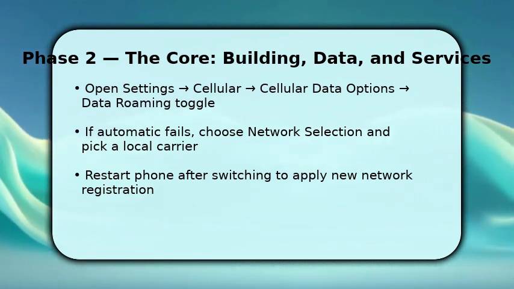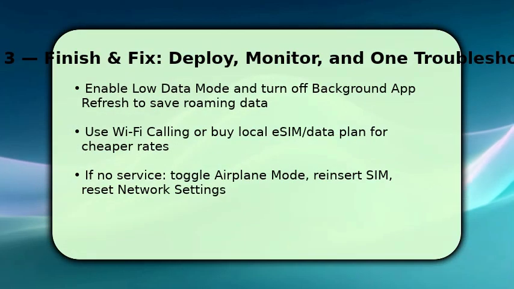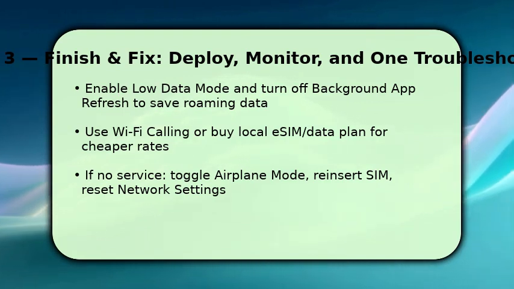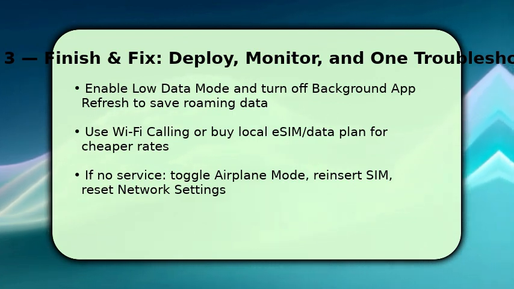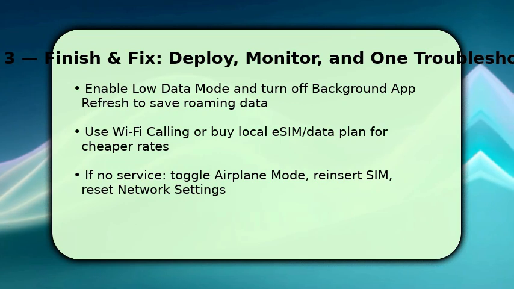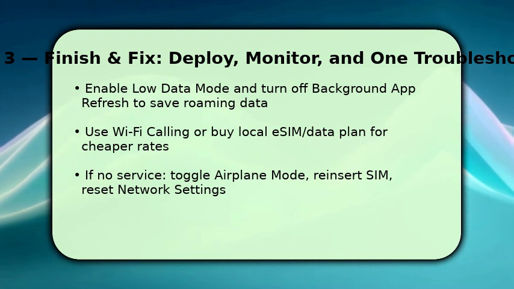You finish by optimizing usage. Enable low data mode, disable background app refresh, and prefer Wi-Fi calling when available. This minimizes roaming charges and prolongs battery life. If you expect long stays, consider purchasing a local eSIM or short-term data plan. It's often cheaper than carrier roaming.